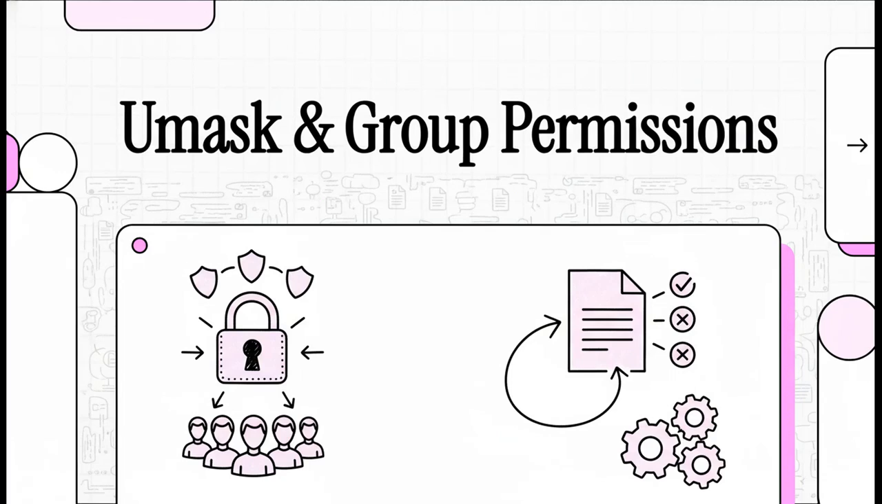Anyone who's worked in a team on Linux knows that managing who can access what is absolutely critical. So today, we're diving into two of the most important tools for making that collaboration seamless and secure: UMask and group permissions. Let's get right into it.